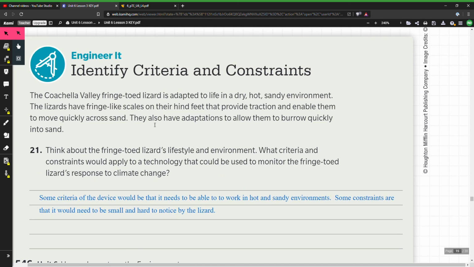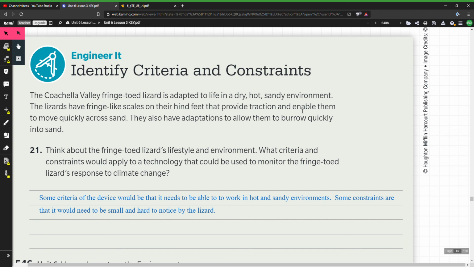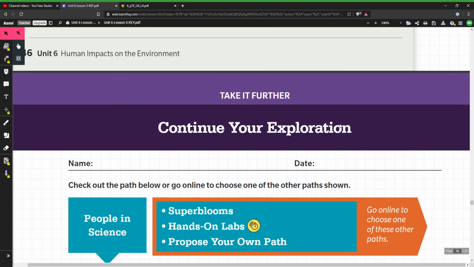And then last, we have this thing about the lizards and their environment and what criteria and constraints would apply to a technology that could be used to monitor these lizards, and it describes where they live up here. Some criteria I said is that it needs to be able to work in hot and sandy environments. That's an example of a criteria. And a constraint is that it would need to be small and hard to notice, because they can move quickly, but they also can burrow in the sand. So you would want to be able to follow them around and monitor them and not scare them, so they would not bury into the sand. So there you go.